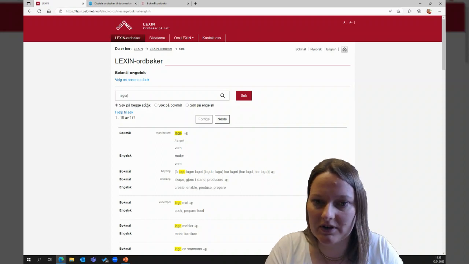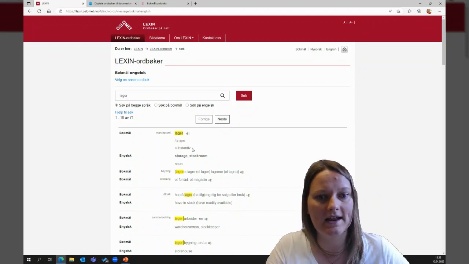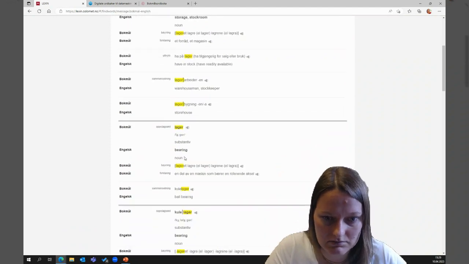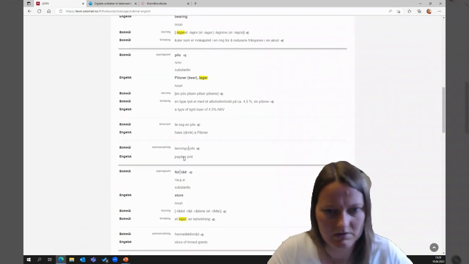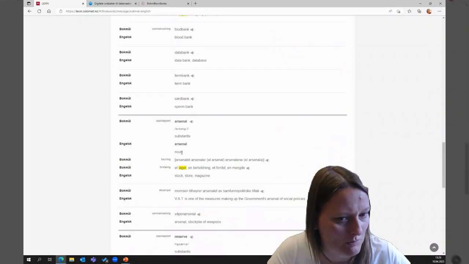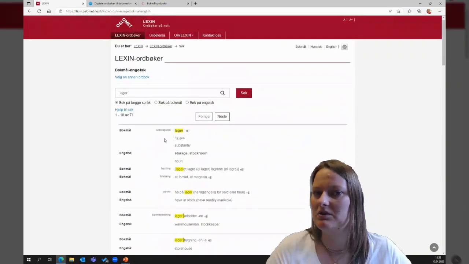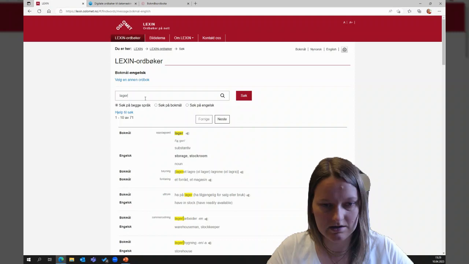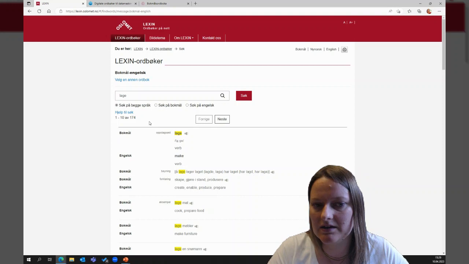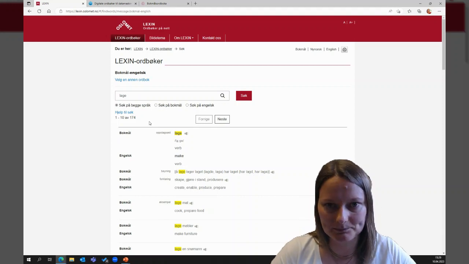If I, for example, have written lager, the present tense, then here you can see that lager is also a noun, meaning storage. So then we would have to scroll down, down, down, down. Hey, look, there's no verb here with what it could mean. Ah, that's because I've written the R at the end. So remember to use the infinitive of verbs, the masculine form of adjectives, and the indefinite singular form of nouns.